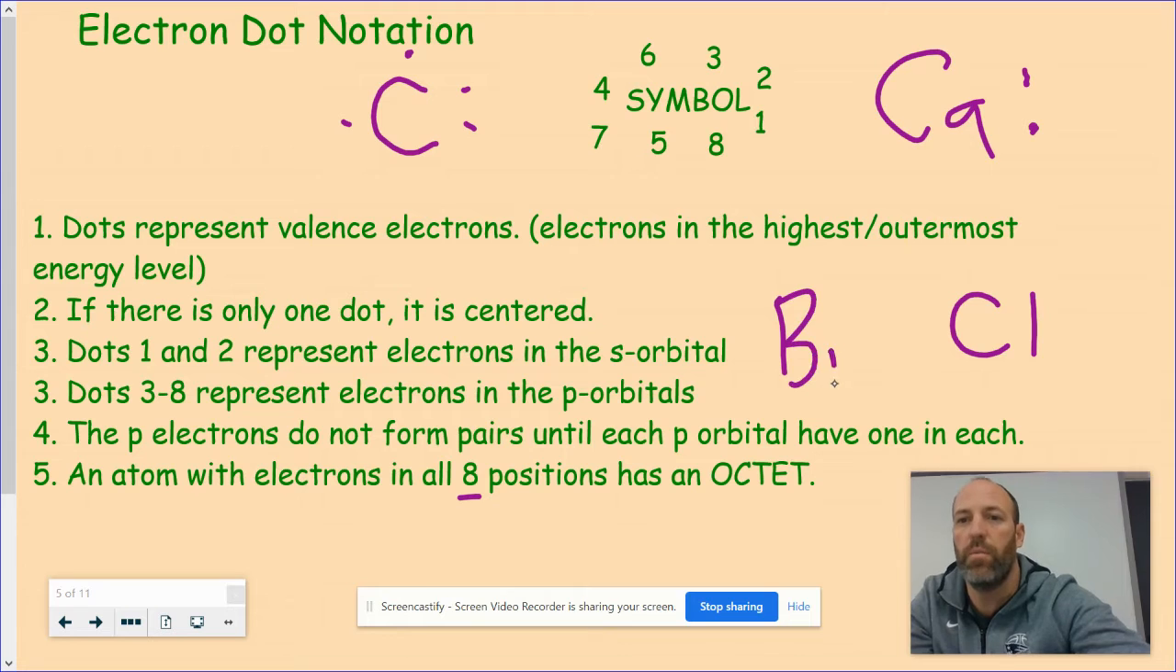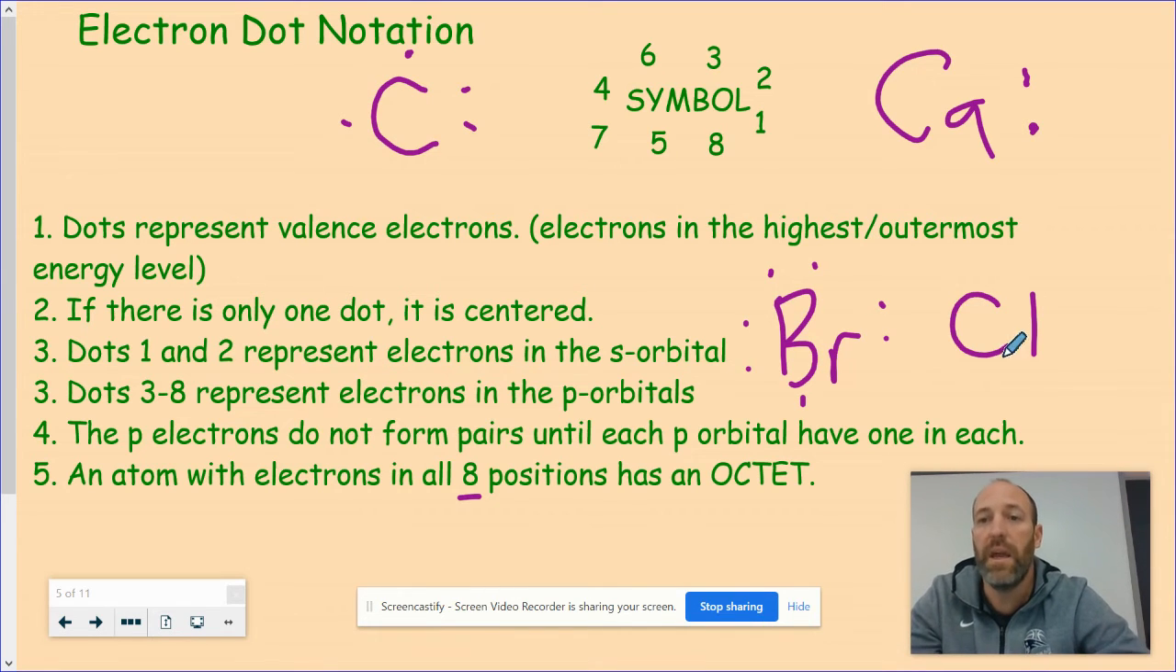We'll go through both. Bromine had 7, so you would go 1, 2, 3, 4, 5, 6, 7. And chlorine, because it's in the same family, they're both halogens, would also have 7. 1, 2, 3, 4, 5, 6, 7.